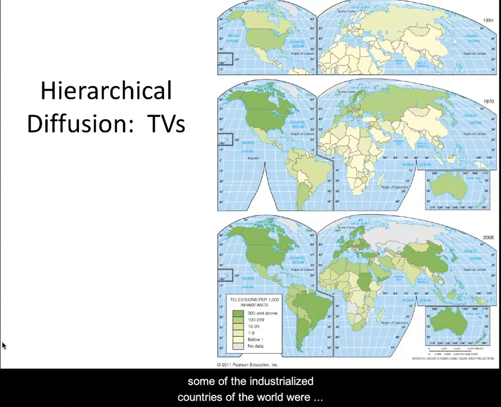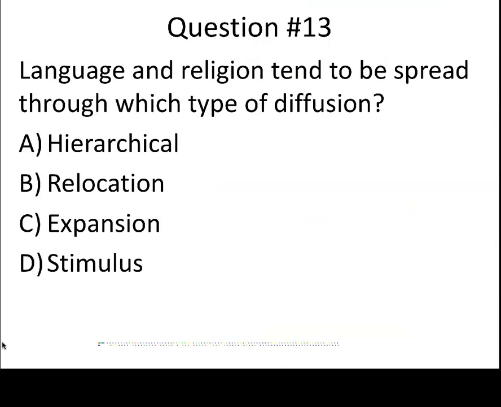Whereas you look at hierarchical diffusion, if you look at TVs from the 1950s through the early 2000s, some of the industrialized countries of the world were the ones that had the greatest amount of TVs, and then as other countries started gaining some economic power and wealth, and the capacity to be able to afford and make TVs, more countries jumped on board with that. And then by 2005, you see a lot of countries of the world have people that have access to TVs as their main form of information communication.